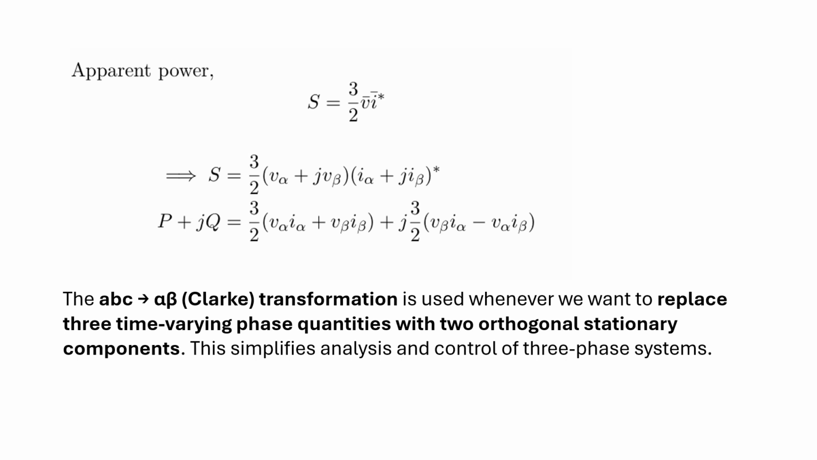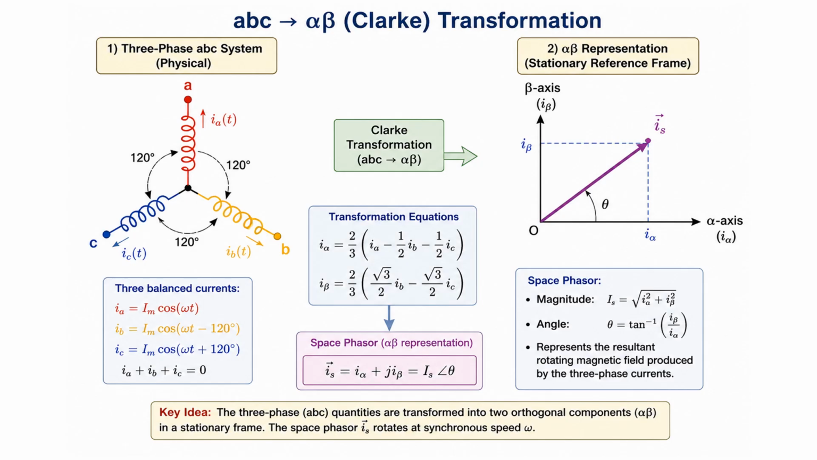The ABC to alpha beta transformation we call Clarke's transformation, where we want to replace the 3 time-varying phase quantities with 2 orthogonal stationary components. It simplifies the analysis and control of a 3-phase system very easily. Let us look at this one. This is the 3-phase components VA, VB, VC, and we are transforming these 3-phase quantities into 2-phase stationary components, that is I alpha, I beta.